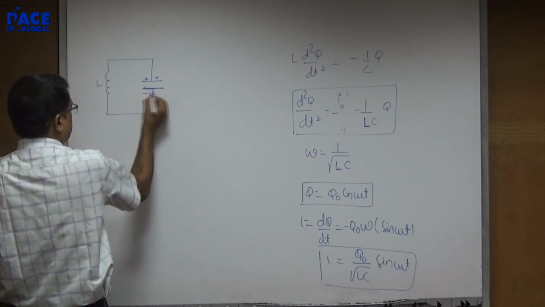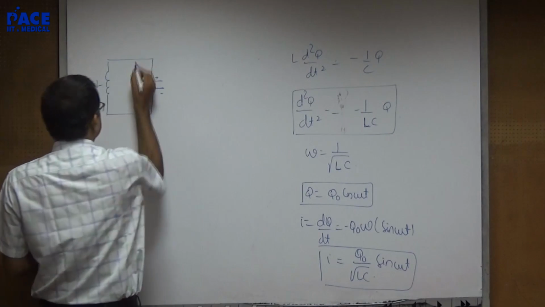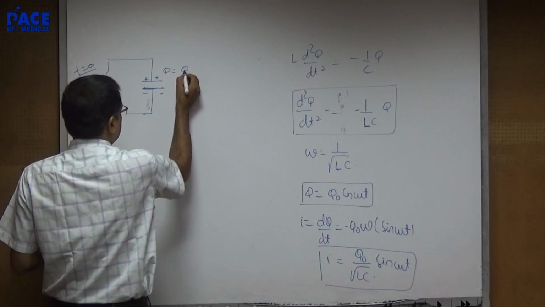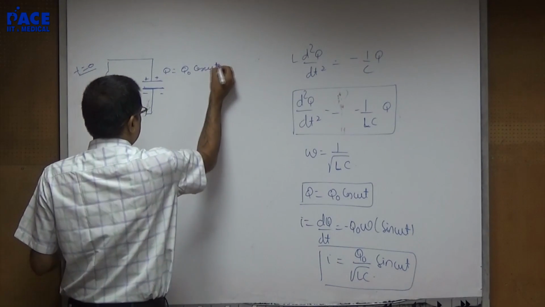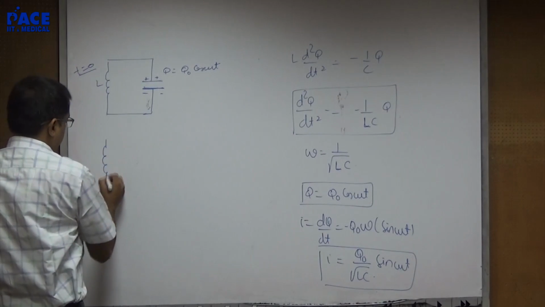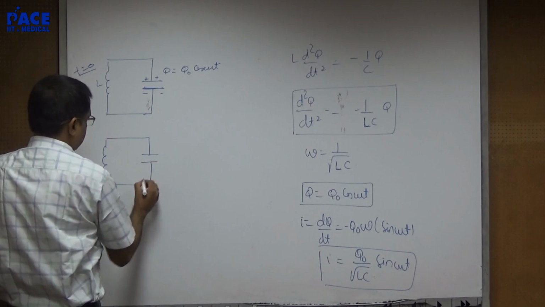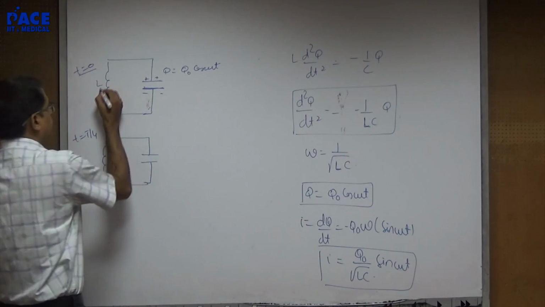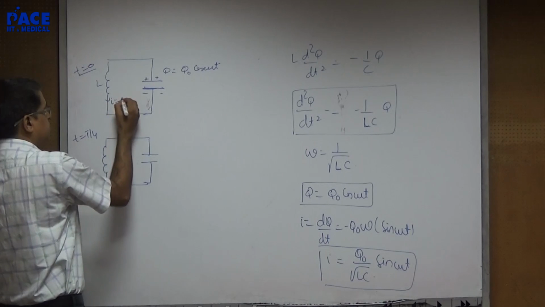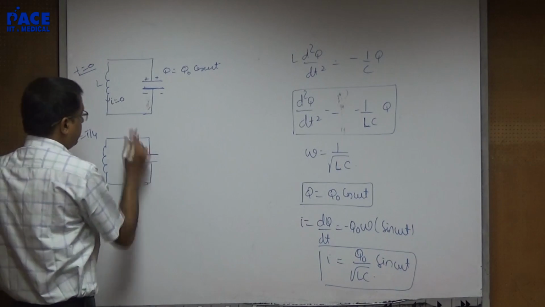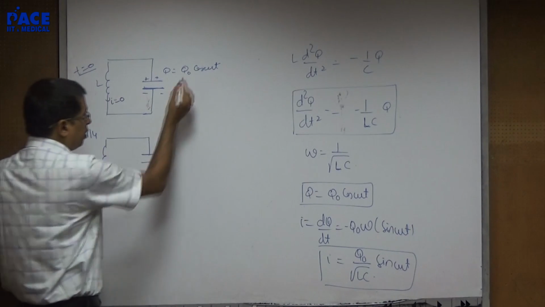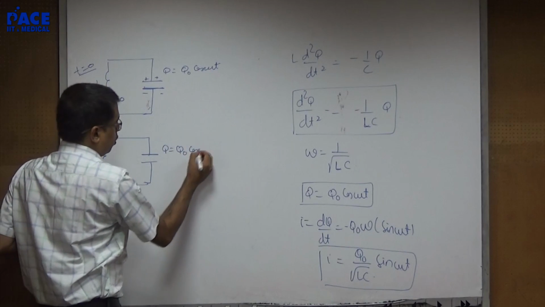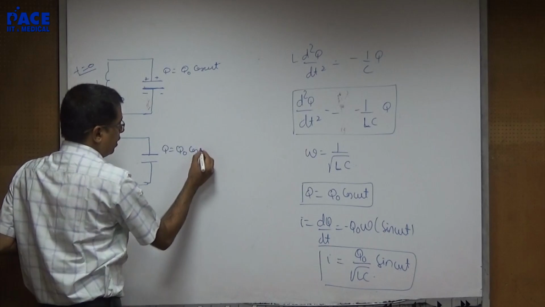This is L, this is positive, negative. This is at time t equal to 0, I will have Q is equal to Q naught cos omega t. At time t equal to t by 4. And here the current I will be 0 at time t equal to 0. At time t equal to t by 4, what will Q be equal to? Q naught cos omega, omega is 2 pi by t.